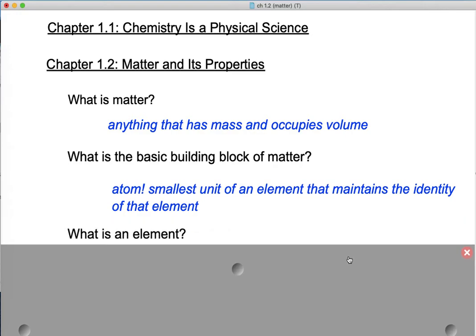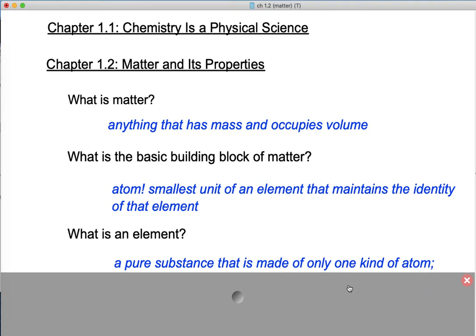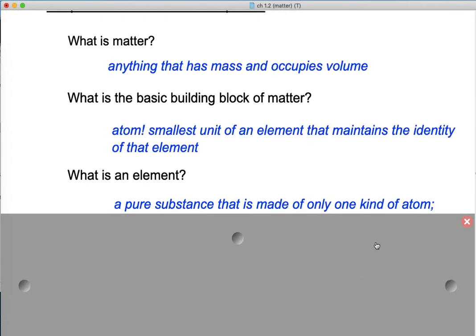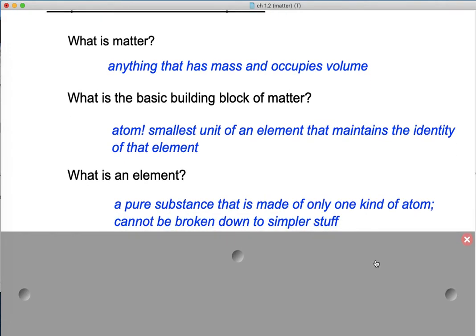What is the definition of an element? An element is a pure substance that is made up of only one kind of atom, and it cannot be broken down into anything simpler or more fundamental. That's why it's called an element, because it is elemental.